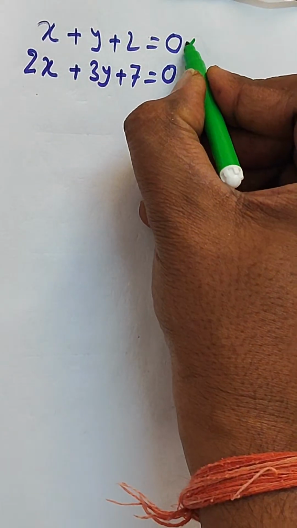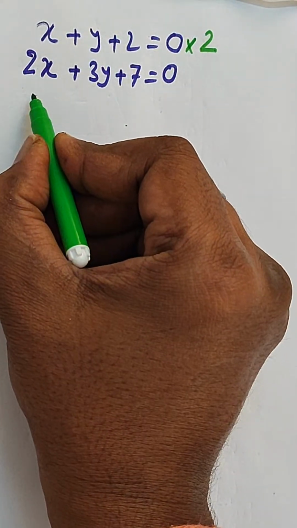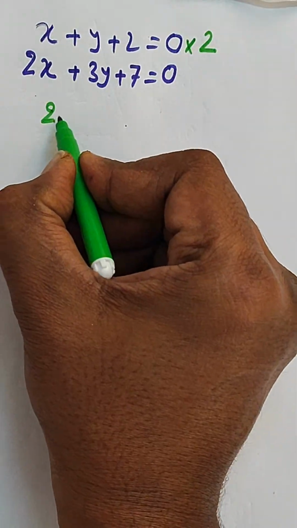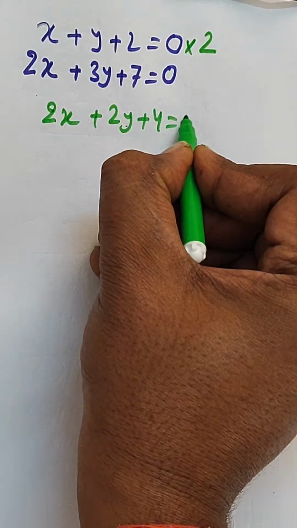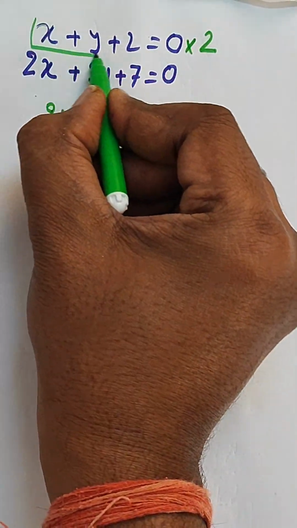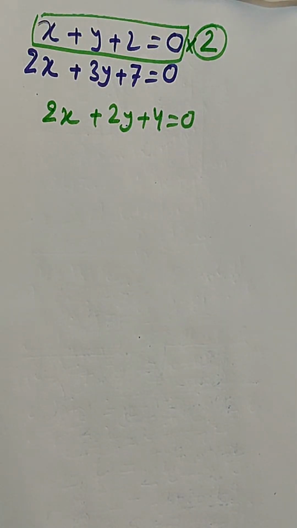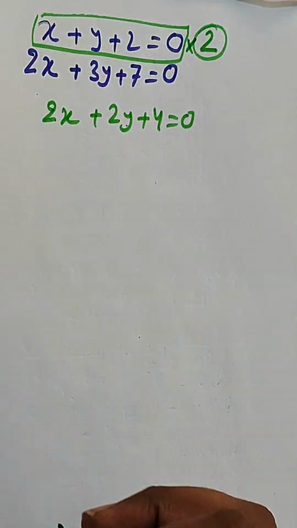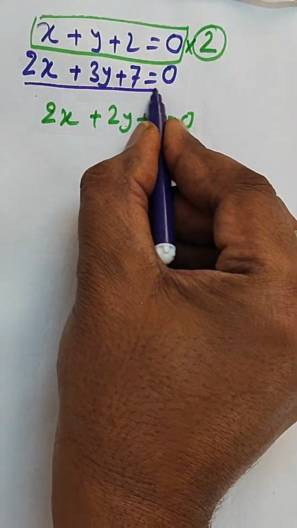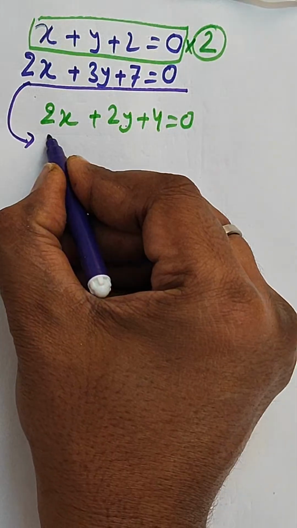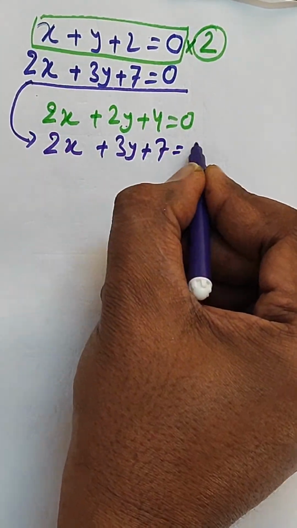Just multiply the first equation by 2. Okay, and then what we will be having? We will be having 2x plus 2y plus 4 is equal to 0, because we multiplied this first equation with this 2, right? We are going for elimination, and the second equation was this one, 2x plus 3y plus 7. So just write it, 2x plus 3y plus 7 is equal to 0.